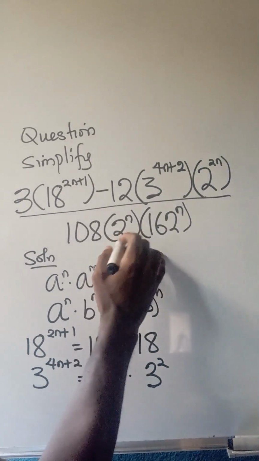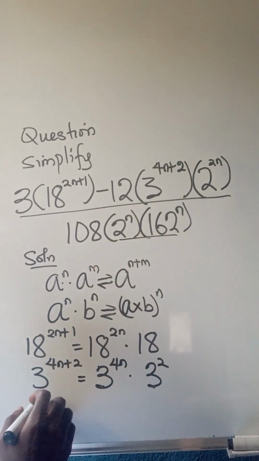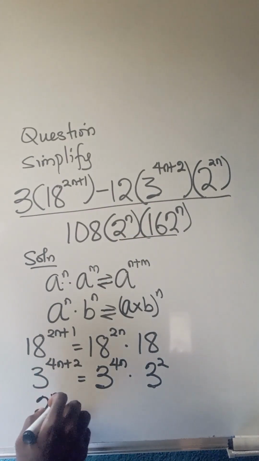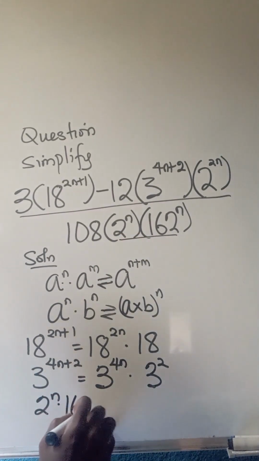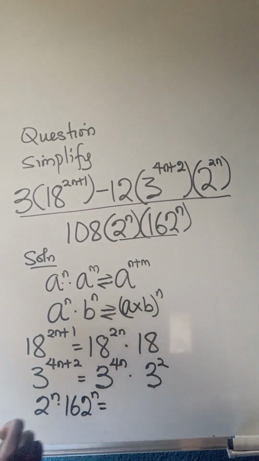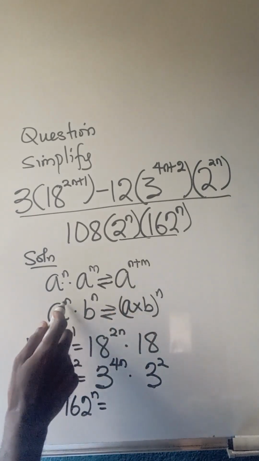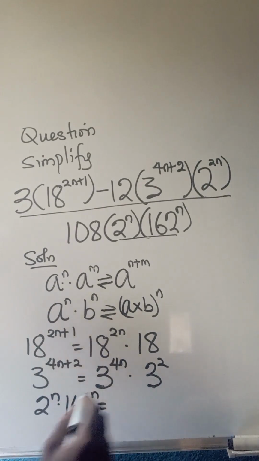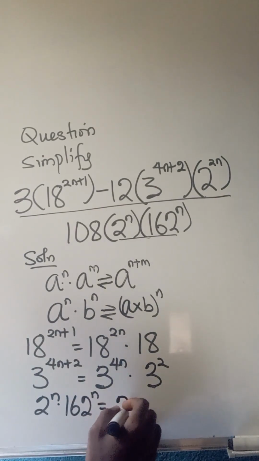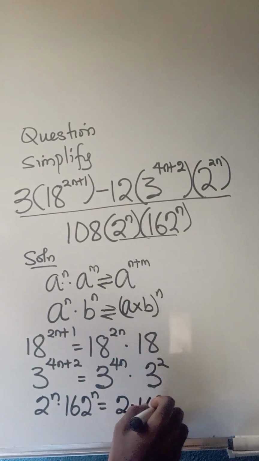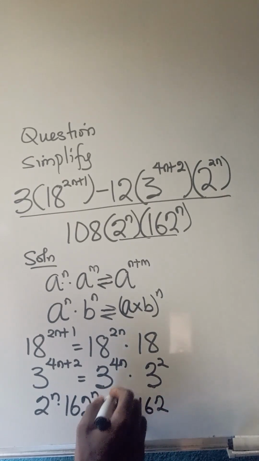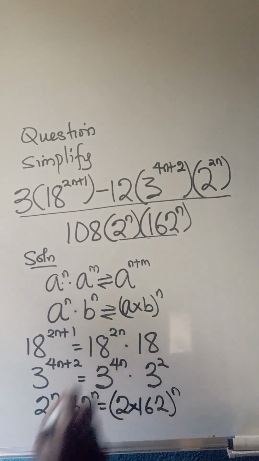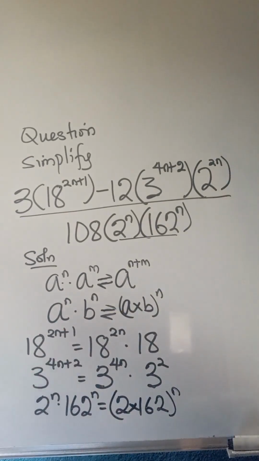Lastly, for this part, I want to say that 2 raised to power n multiplied by 162 raised to power n, we can write it using this law. Look at the same powers. So 2 can multiply 162, raised to power n outside. Write it in this form. So these are our first steps.